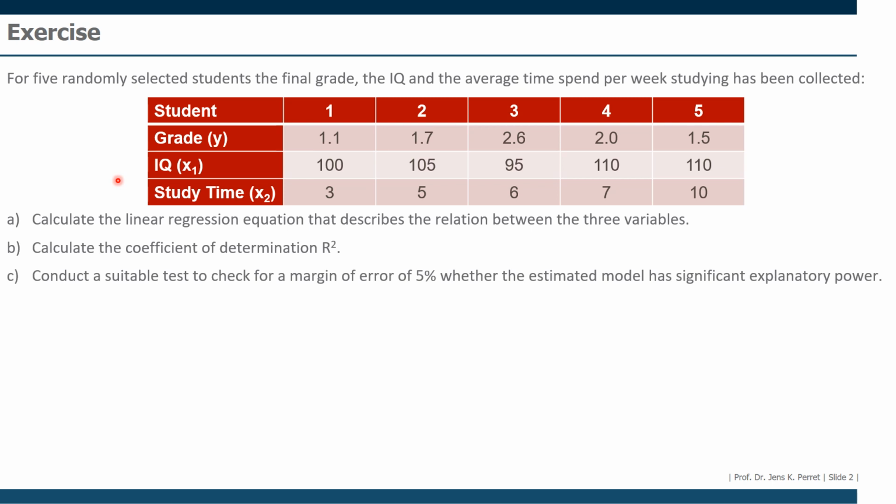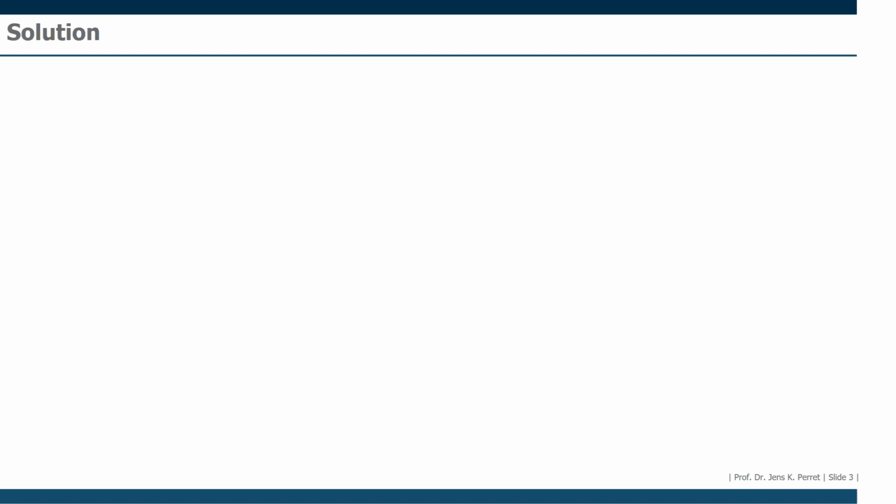And finally, conduct a suitable test to check for a margin of error of 5% whether the estimated model has significant explanatory power. Or in other words, conduct an F-test. Well, let's start with the first part, with the regression coefficients. For this, we can start with calculating the vector of coefficients, the b.